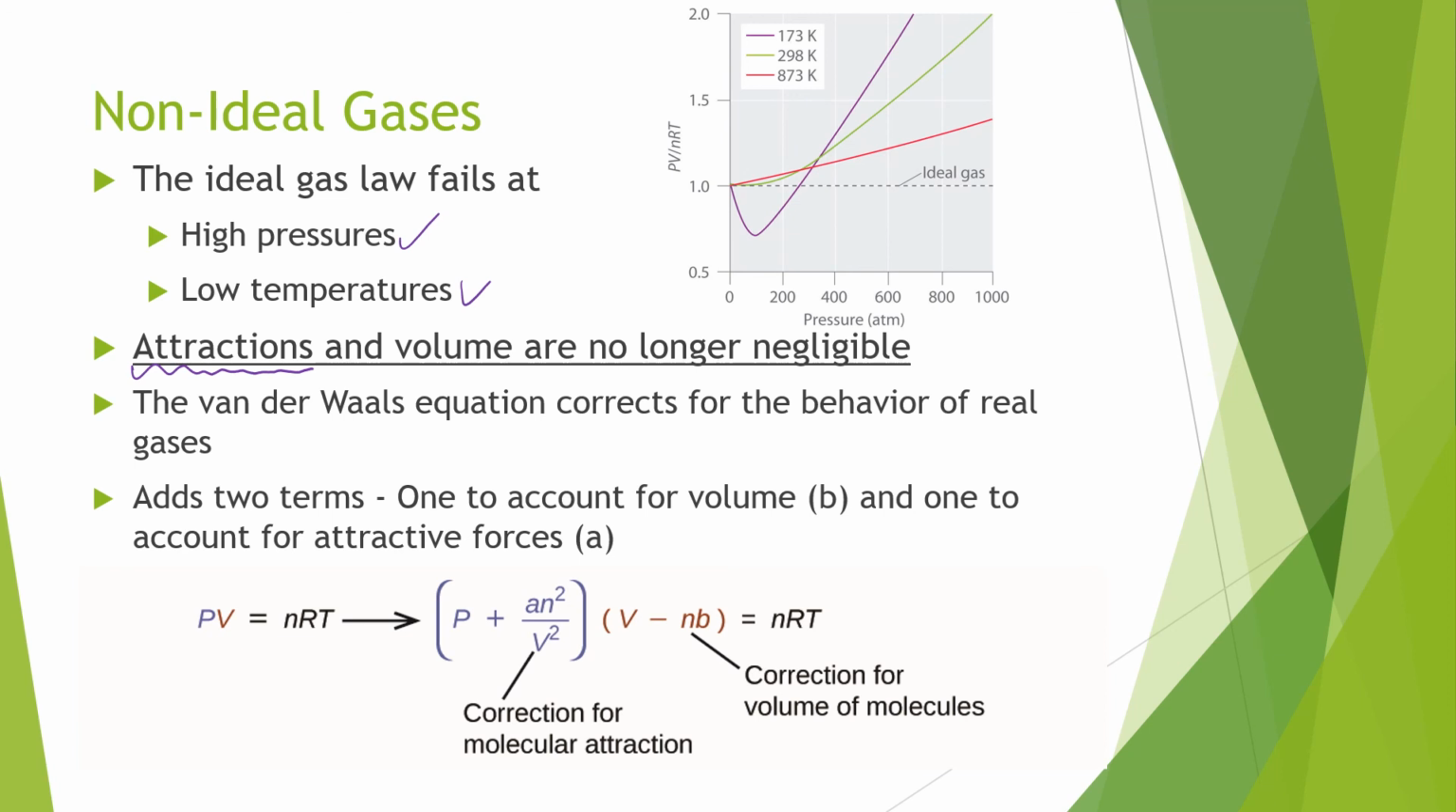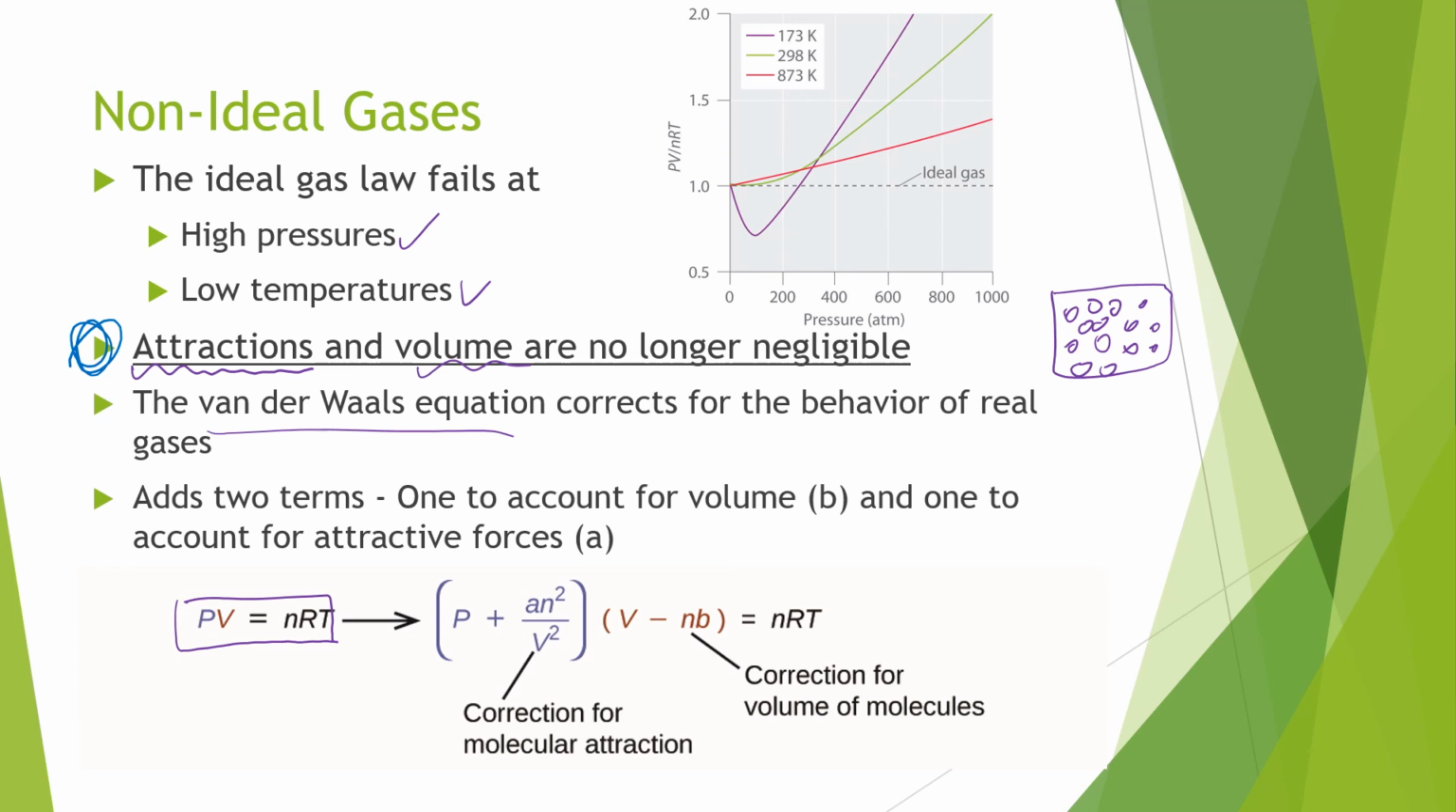If we're at high pressure, if you remember way back when we were talking about gases on the first slide, the space between the gas particles is going to be a lot less because they're colliding so much more. That's what gives the high pressure. And so the volume is no longer going to be so negligible. There's something called the van der Waals equation that corrects for the behavior of real gases. For the ideal gas law, we just have PV equals nRT. The van der Waals equation adds two parts to account for these two things that are no longer true.